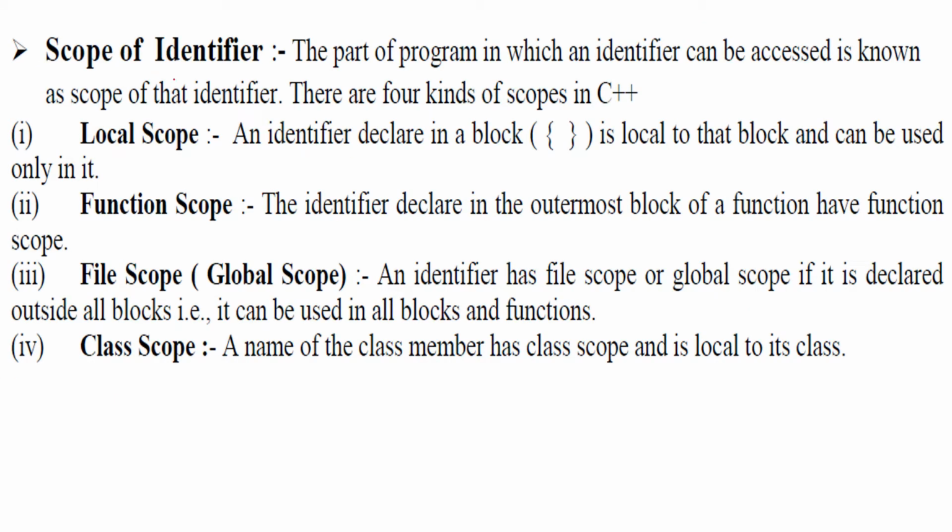What is the scope of an identifier? The part of the program in which the identifier, variable, or value can be accessed is known as its scope. So we have four kinds of scope. The first is local scope, in a block. An identifier declared in a block is local to that block, and can be used only inside those braces, not outside.